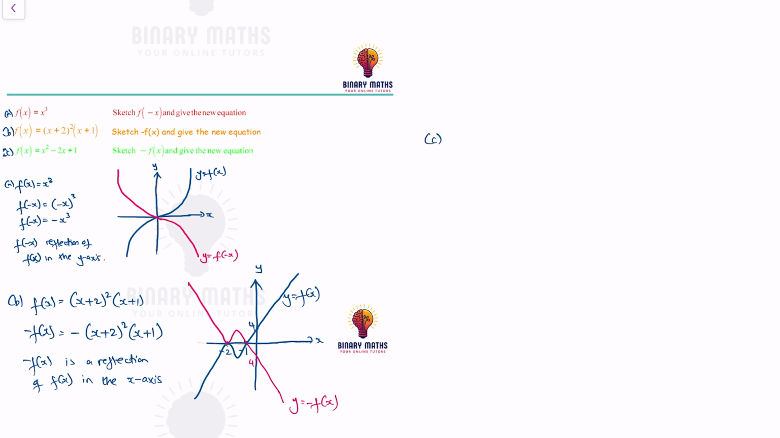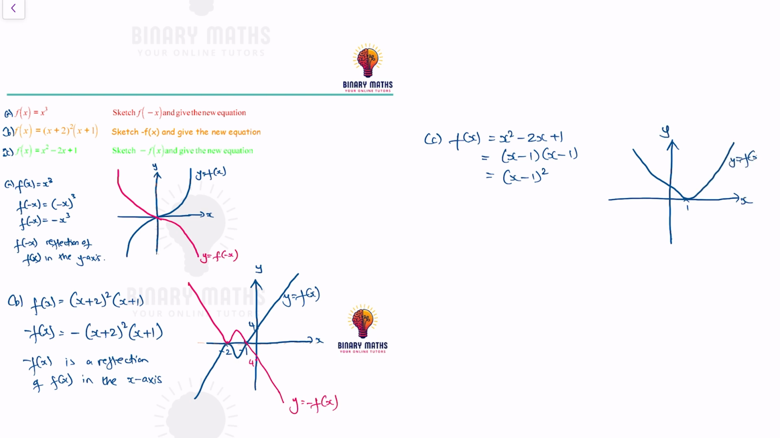Okay, c, f of x is equal to x squared minus 2x plus 1. If I factorize that, it's the same thing as (x minus 1) times (x minus 1), which is just (x minus 1) all squared. So that means it's a quadratic with a double root at 1. Okay, so this is x, this is y. This is y is equal to f of x.